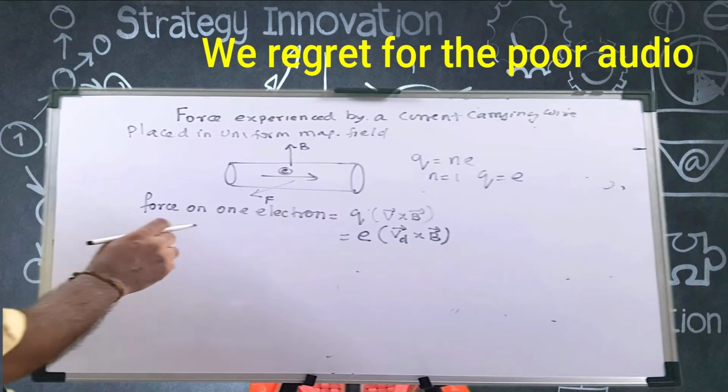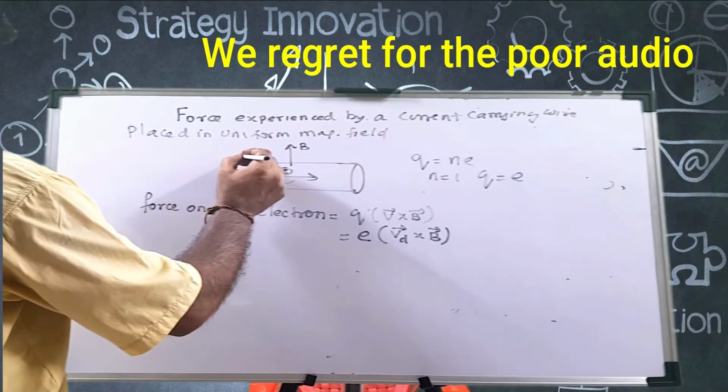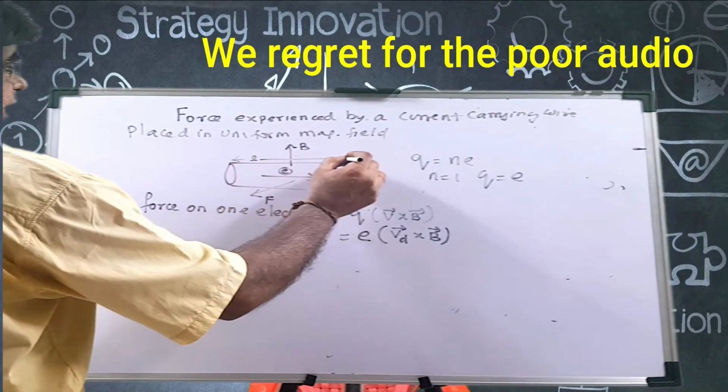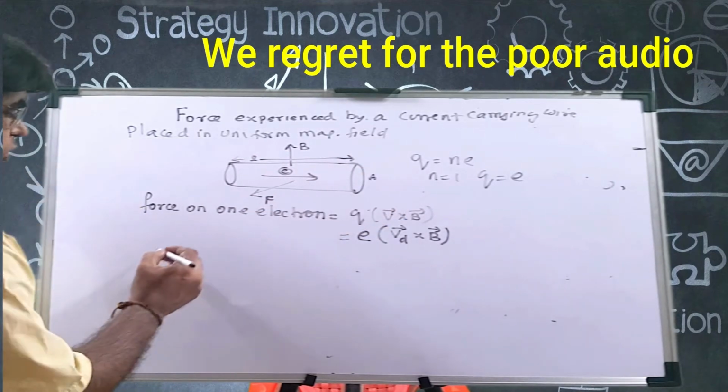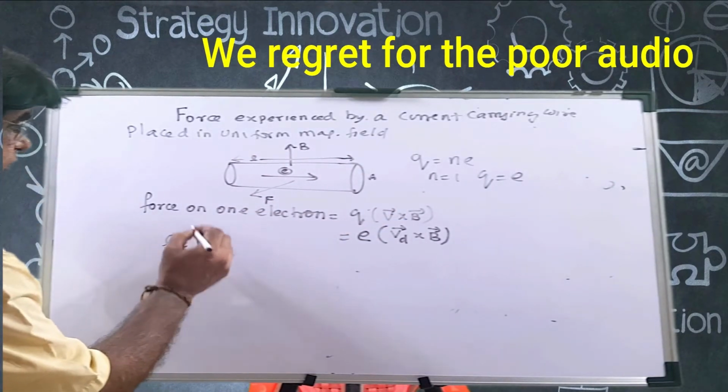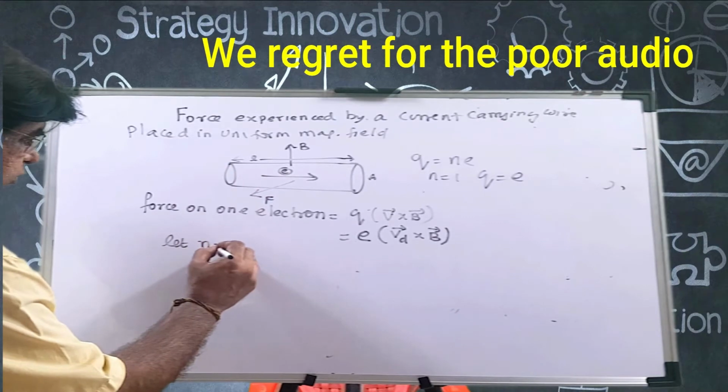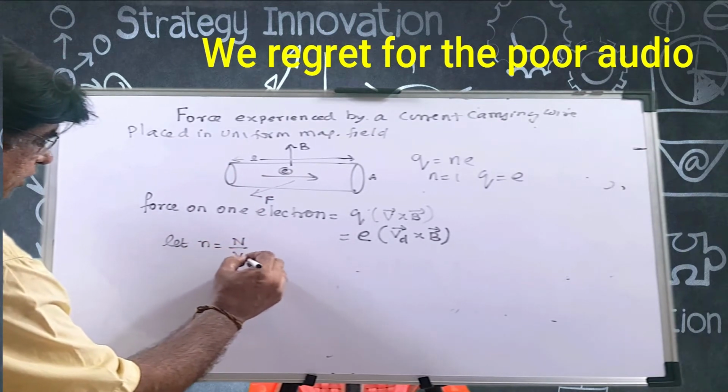Now what I should do is find the number of electrons in the wire. Let the wire have length L and area of cross section A. So let's consider, to find out the number of electrons in the wire, small n to be the number of electrons per unit volume.